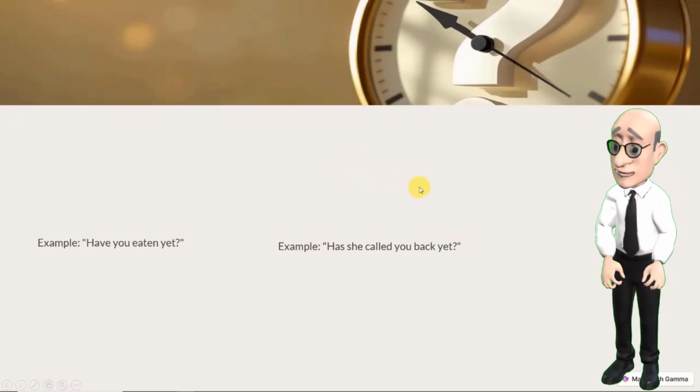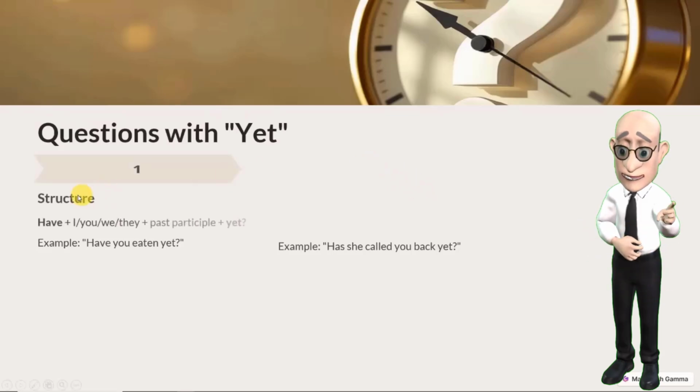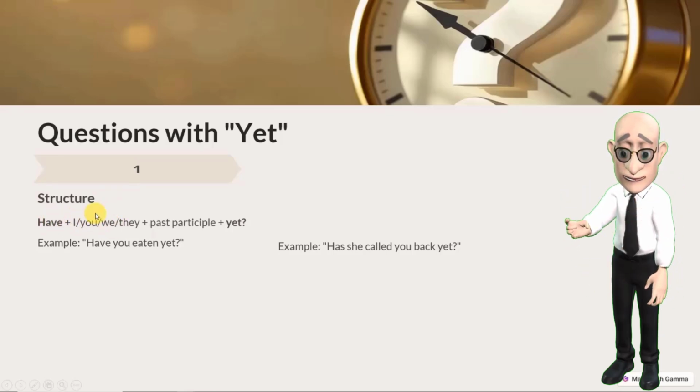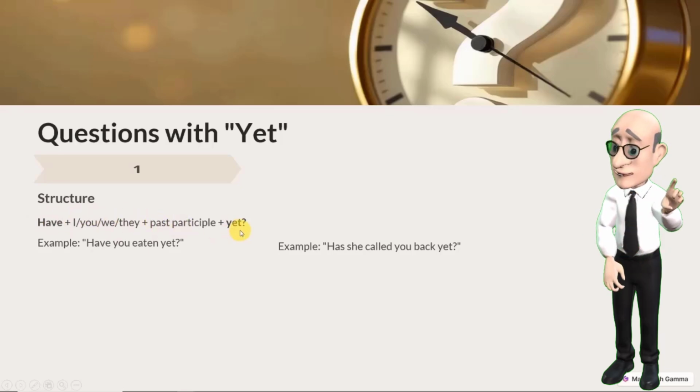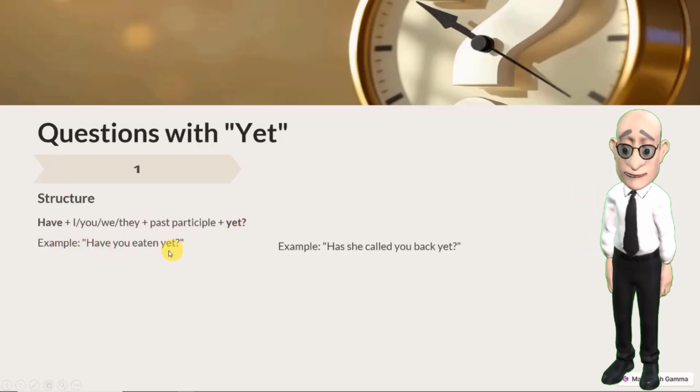Okay, guys, let's go and have a look at questions with yet. Okay, the first one is a structure, of course, right? Have plus I, you, we, they. So you're going to say have I, have you, have we, have they, plus the past participle, yet, right? For instance, have you eaten yet? Have you written a story yet? Have you done your homework yet, right?